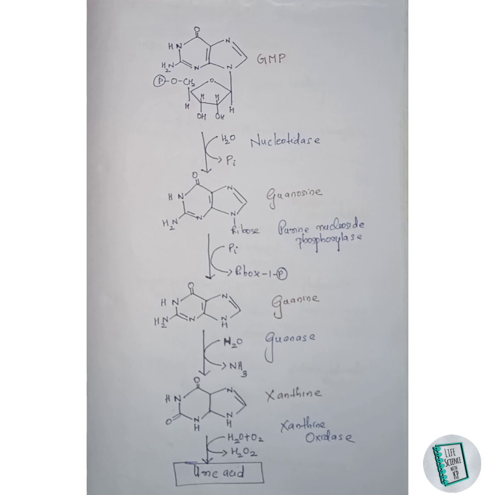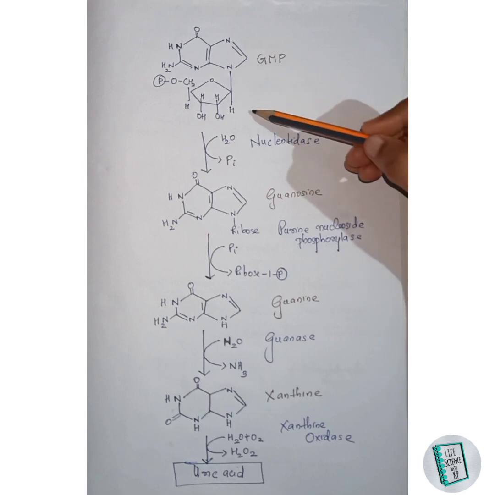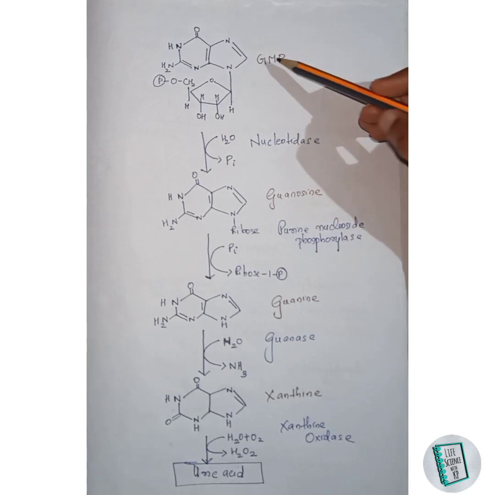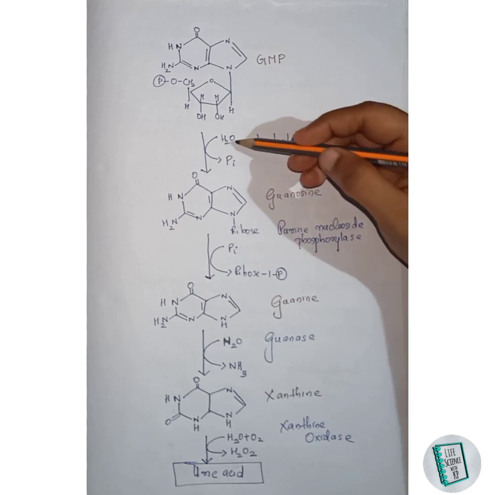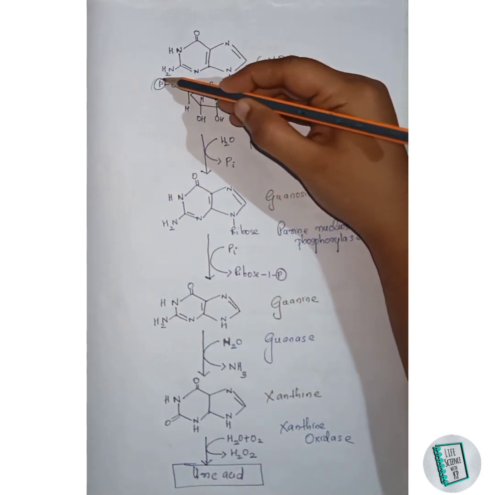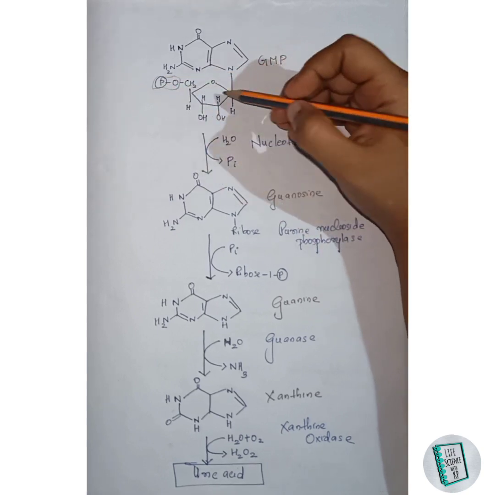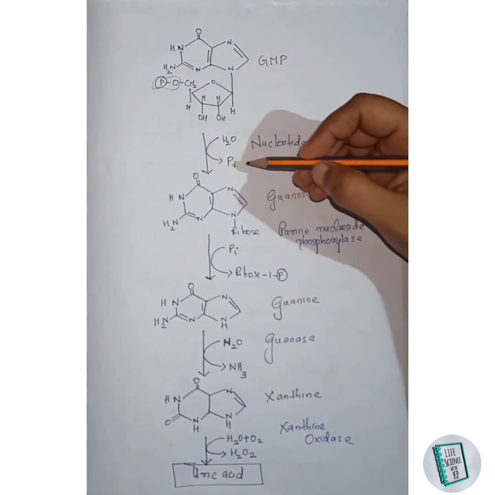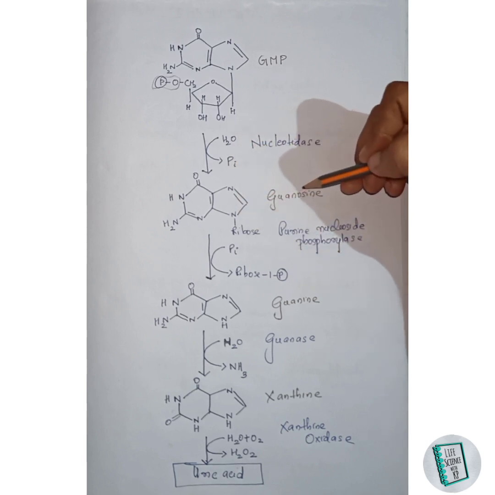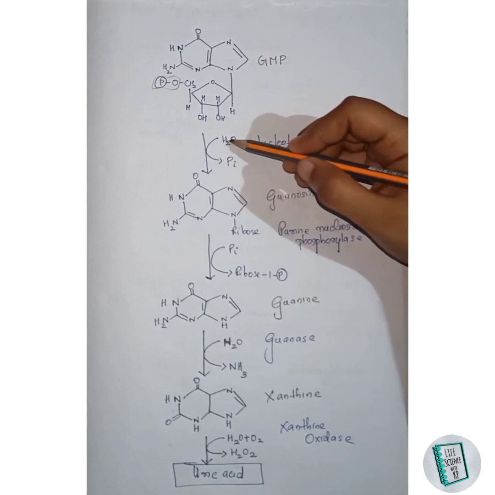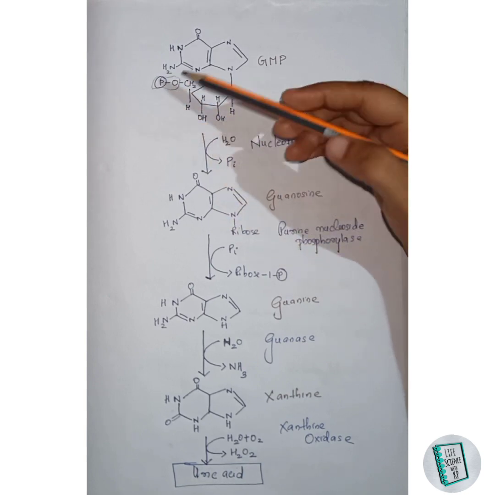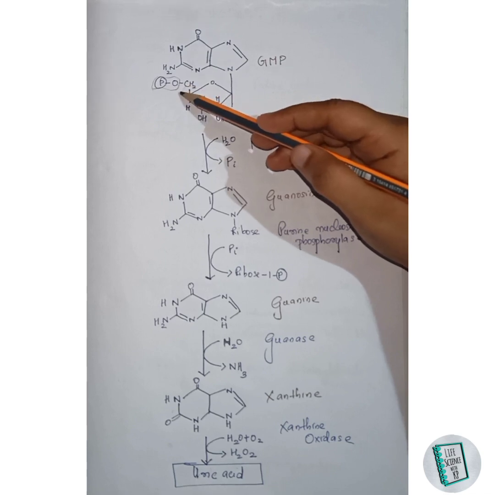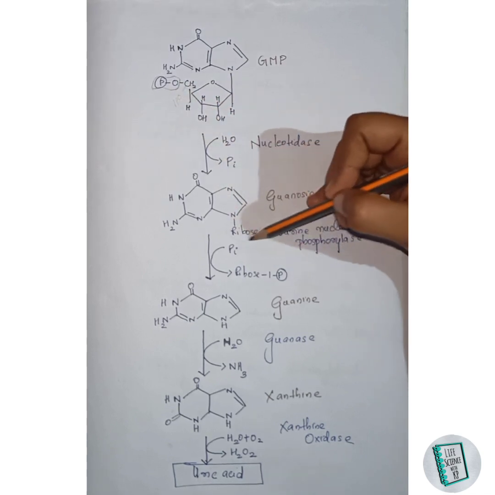Now let us move on to the degradation of GMP, or guanosine monophosphate. This is the structure of GMP. This GMP at first, in presence of nucleotidase enzyme, forms guanosine. Here a water molecule comes and cleaves the phosphate group from this ribose 5-phosphate and forms this guanosine. One of the hydrogens of this water molecule joins with this phosphate group and leaves. Then the remaining OH group attaches with this CH2 and forms this ribose here.